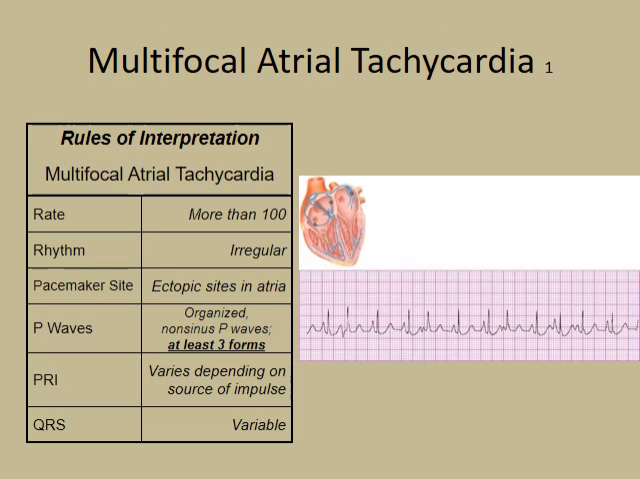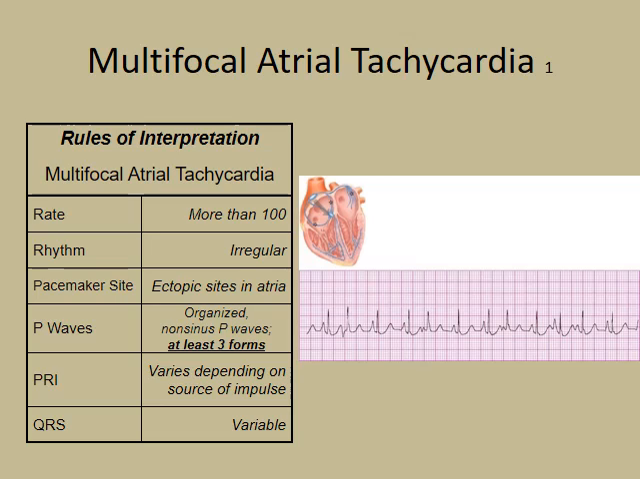All right, let's talk about MAT, multifocal atrial tachycardia. It's a tachycardia, so that heart rate is over 100. The rhythm is irregular because there are 3 areas. Look at the picture here. There are at least 3 areas in the atria that are sending these signals to the AV node to make that heart beat really fast.